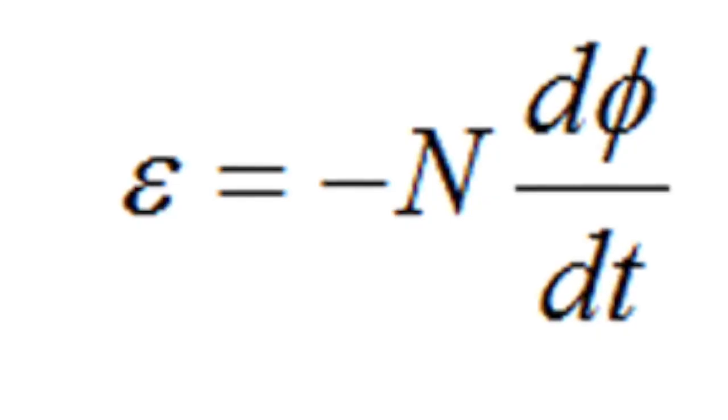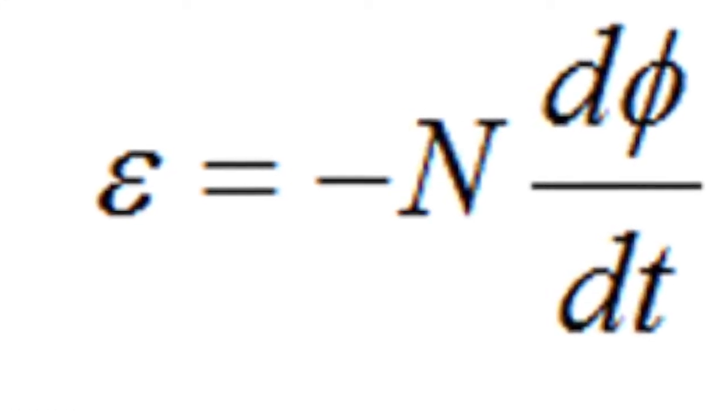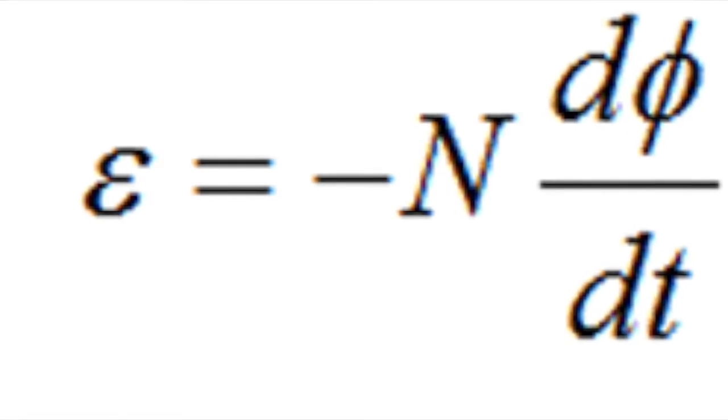We can represent this mathematically. A voltage is induced across the wire proportional to the rate of change of a time-changing magnetic field.